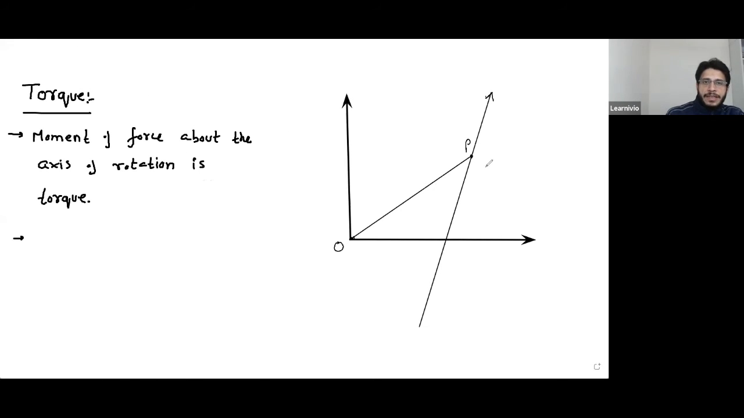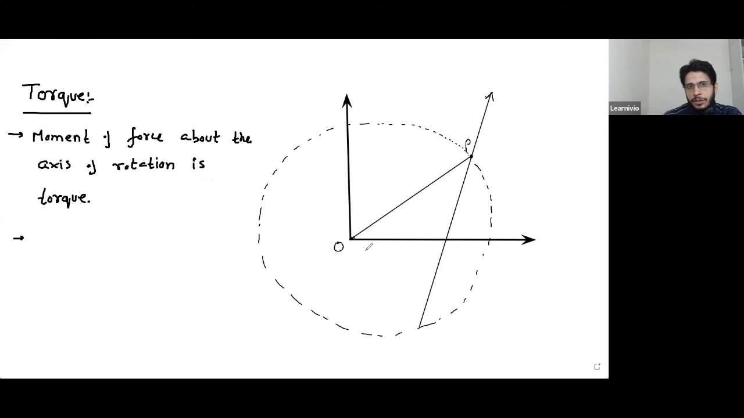So this point P does not translate. It starts rotating in this way. It will complete a circle around this point. This is the origin, and this is the point. This is my origin. And this P is the point of application of force.